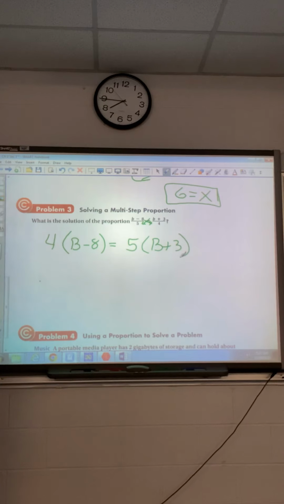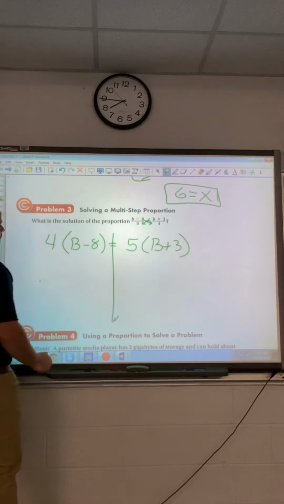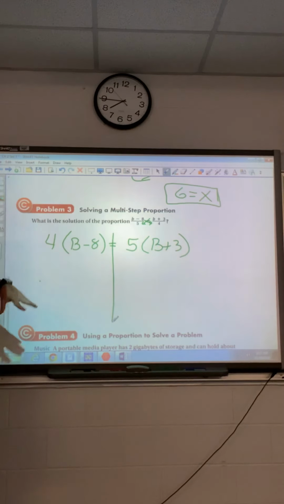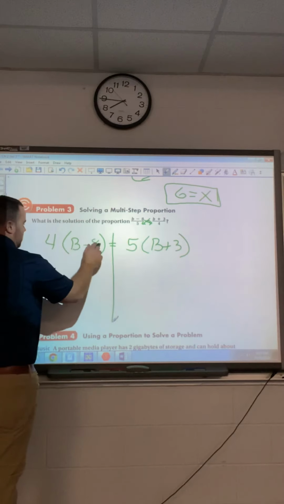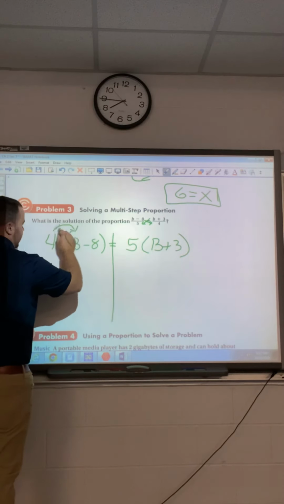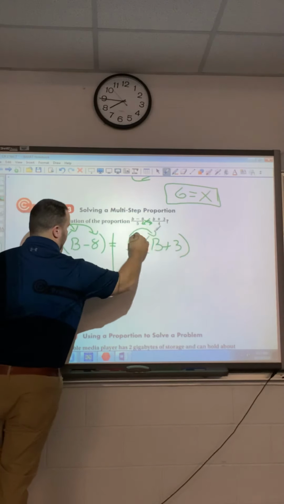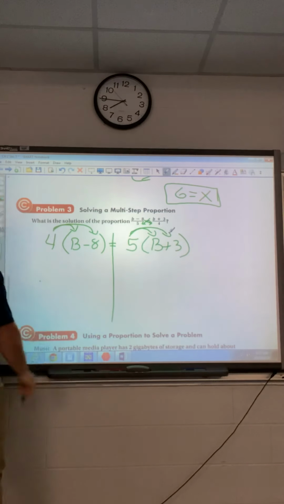So here, I'm going to just start off solving an equation just like I would a while ago. It looks just like those multi-step equations I was doing earlier. I'm going to do distributive property on both sides. So I'm going to take the 4, multiply it by everything on the inside over here, and take the 5 and multiply it by everything on the inside of those parentheses over there.